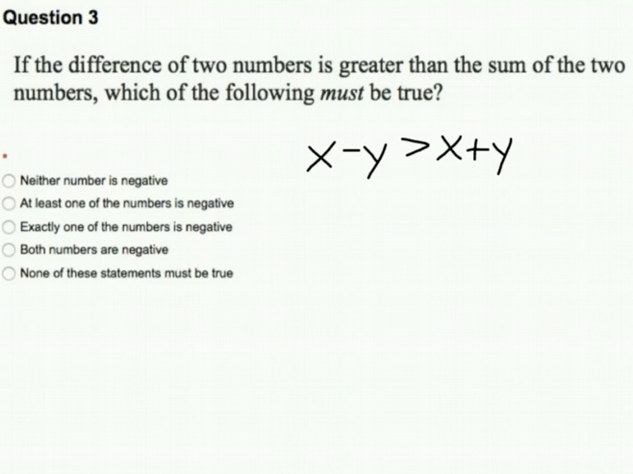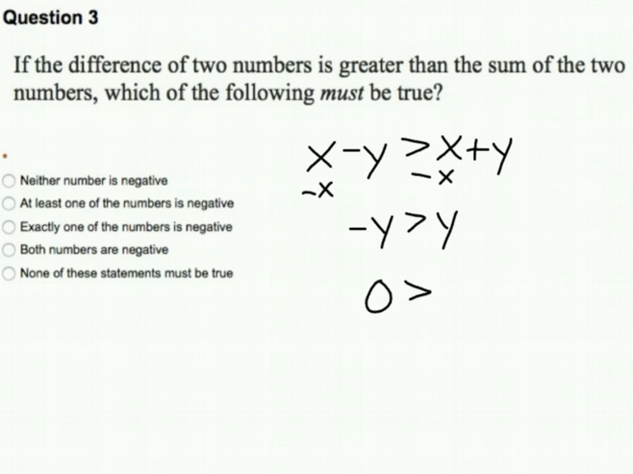A more math way to go about it would be to set up a problem. So in this case, it is the difference of two numbers, so x minus y greater than x plus y. If I go ahead and solve this, I notice the x's drop out. And if the x's drop out in a problem, that means it doesn't matter what x is. It's an identity. X is always going to be equal to the x on the other side, so it doesn't matter what x is. Since it doesn't matter what x is, it could be positive or negative.